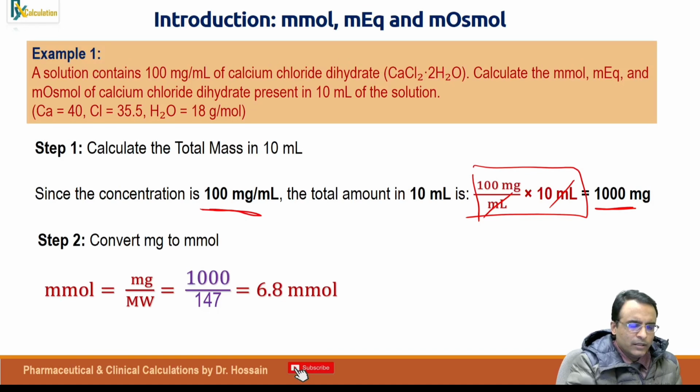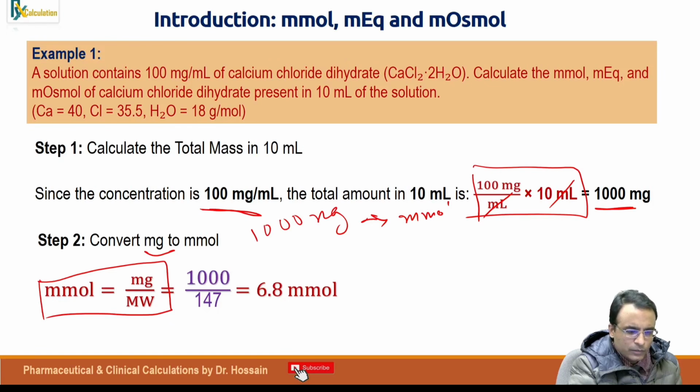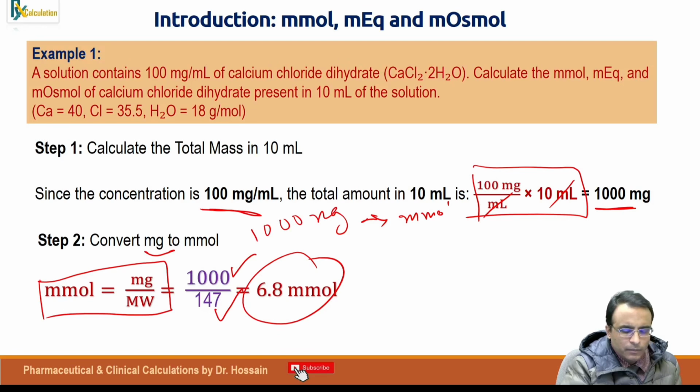Now convert this 1000 milligram to millimole. Simply you can use this equation. So millimole is milligram over molecular weight. We know the weight in milligram, which is 1000 milligram. So if you divide 1000 milligram by the molecular weight, you will get the millimole, which is 6.8 millimole. So 1000 milligram calcium chloride dihydrate is equivalent to 6.8 millimole.